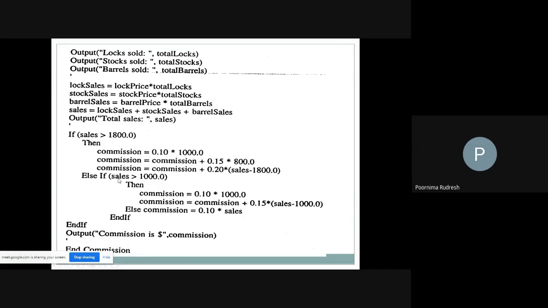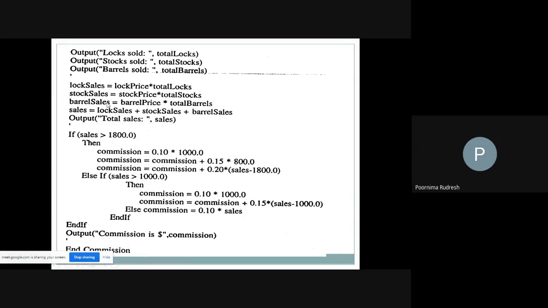Then here we are going to check this. What is the condition? If sales is greater than 1,000? No, it is not greater than 1,000. How much is it? 230. So 230 is not greater than this, and hence how much are we considering? Only the commission is 10% of the sales. 10% of $230, that much is the commission.